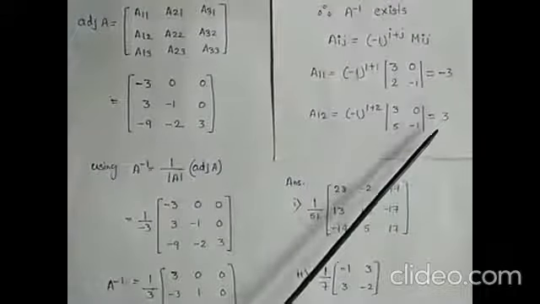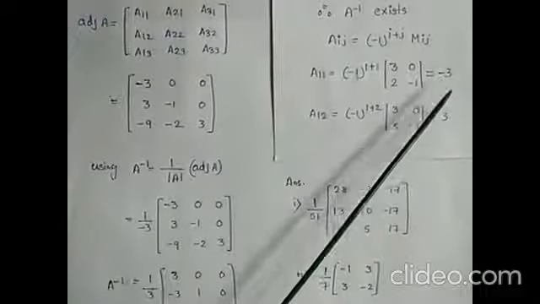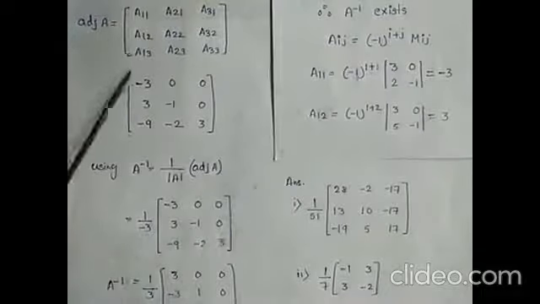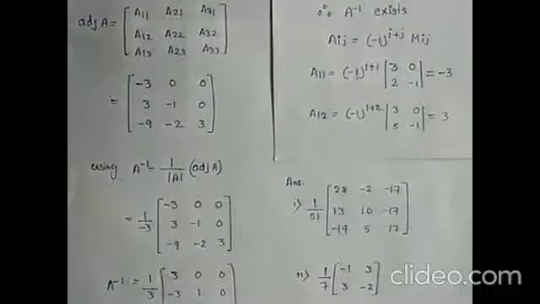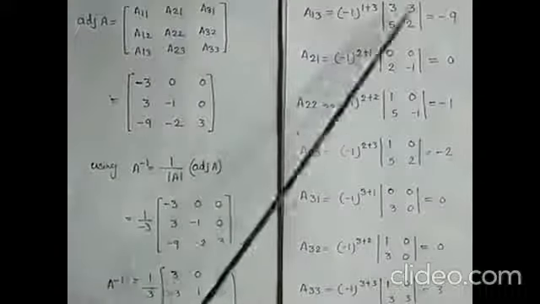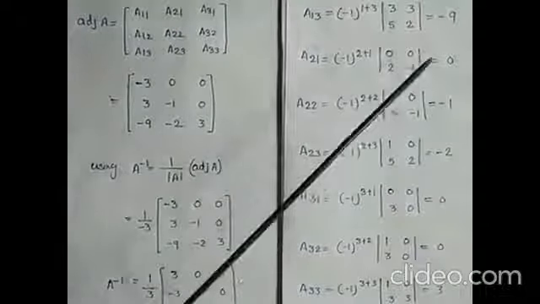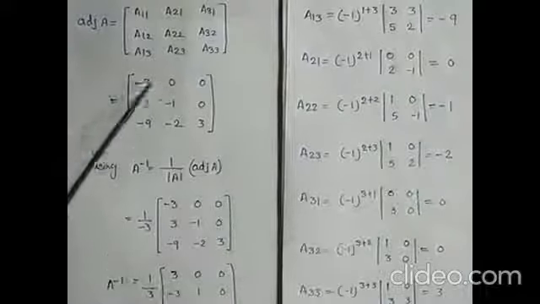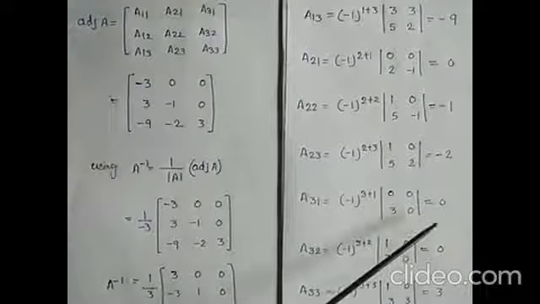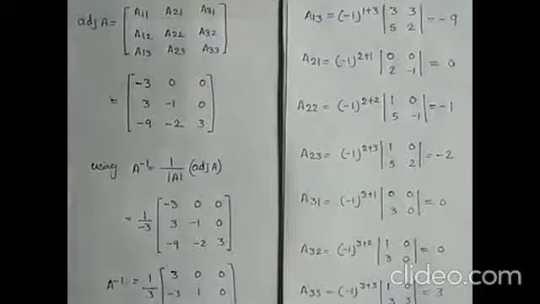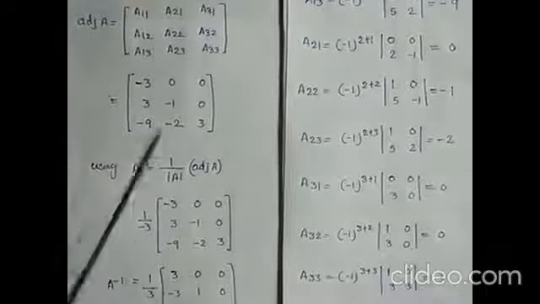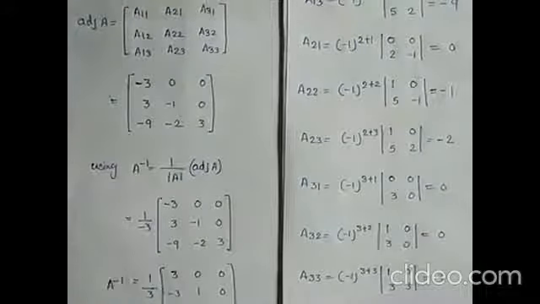See these two values, A11, A12: minus 3, 3, minus 3, 3. Just listen children: minus 9, 0, minus 1, minus 2, 0, minus 1, minus 2 and this one is 0, 0, 3. We have substituted the values. Thus we have got the adjoint of A.